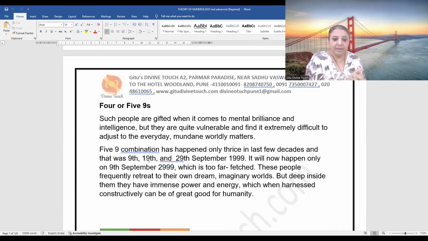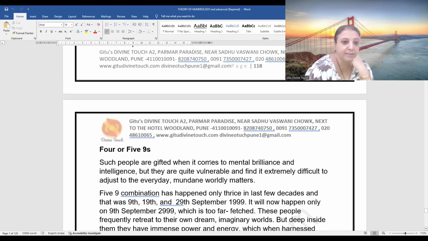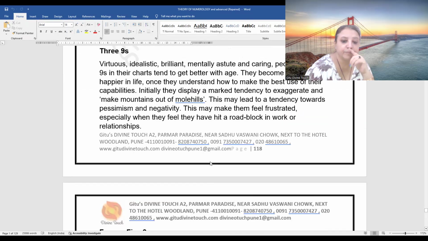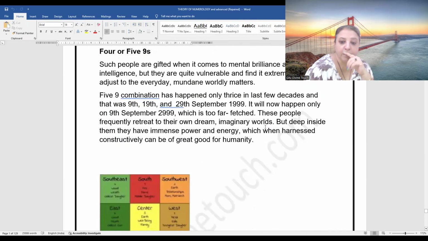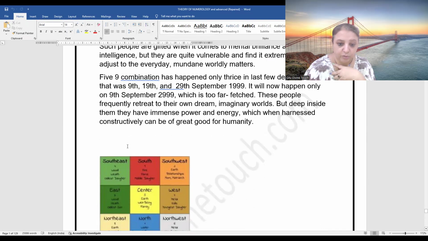The five nines combination has happened only thrice in the last few decades. That was 9th, 19th, and 29th September in 1999. It will now happen only on 9th September 2999, which is far fetched. These people frequently retreat to their own dream, imaginary worlds, but deep inside they have immense power and energy, which, when harnessed constructively, can be a great good for humanity.